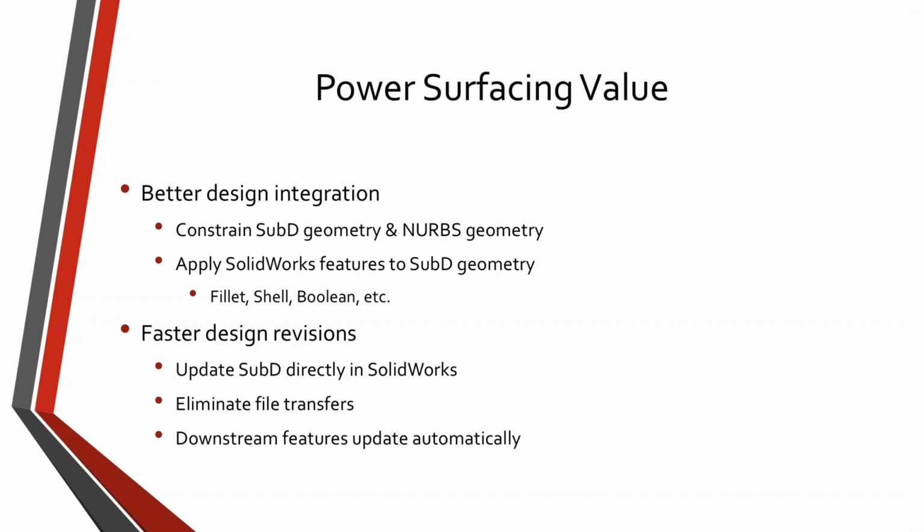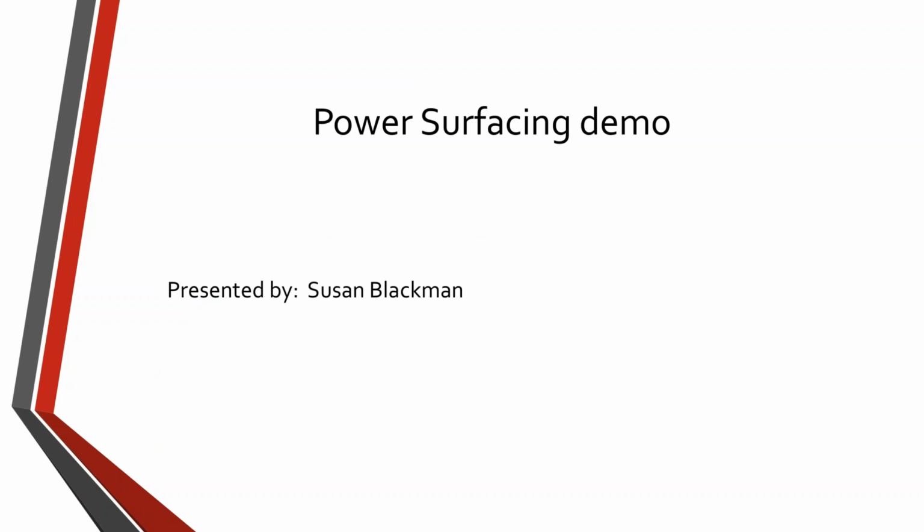So why Power Surfacing? The advantage of Power Surfacing is that it's fully integrated so that, for instance, you can constrain to SOLIDWORKS geometry. You can apply all SOLIDWORKS features directly inside of SOLIDWORKS to our Power Surfacing bodies, and they behave just like standard SOLIDWORKS geometries. So we feel, and people that use the product feel, that it is the best industrial design and surfacing tool for SOLIDWORKS. With that brief introduction, I'd like to turn the time over to Sue Blackman, who will be doing the product demonstration.